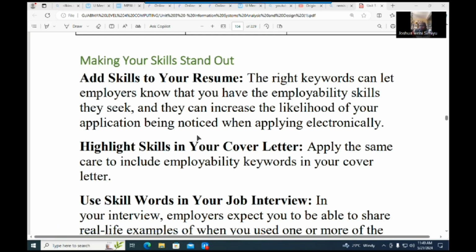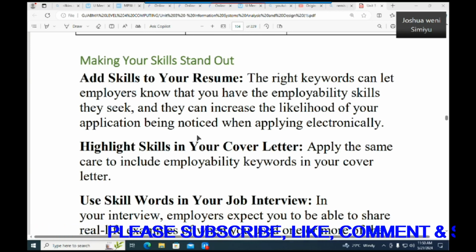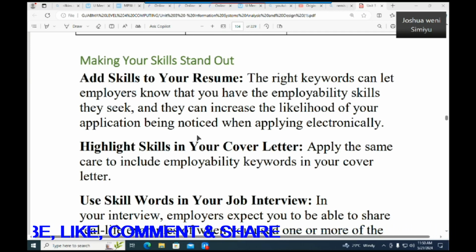You put in the right keywords so that employers see the employability skills they are seeking. It is going to increase the likelihood of your application being noticed when you are applying electronically, because you have those skills in your CV. Now highlight the skills on your cover letter. When you are writing a letter of application, put your skills there. Say I have skills in Microsoft Word, Excel, or just say the Microsoft suite. If you are a web developer, say web development, and all that. So highlight them on the cover letter.